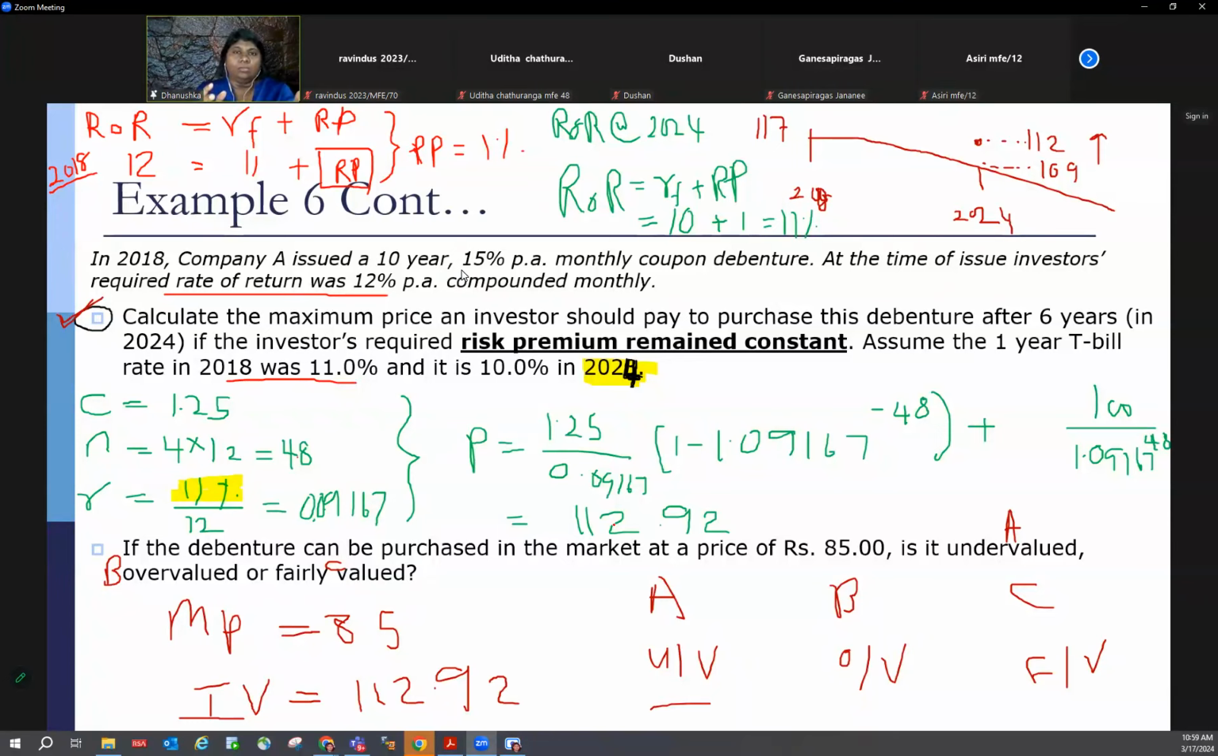The market price is based on demand and supply. So in the market, somebody is willing to buy this bond or sell this bond at 85. Do you think the market price is overvalued, undervalued, or fairly valued? What do you think?